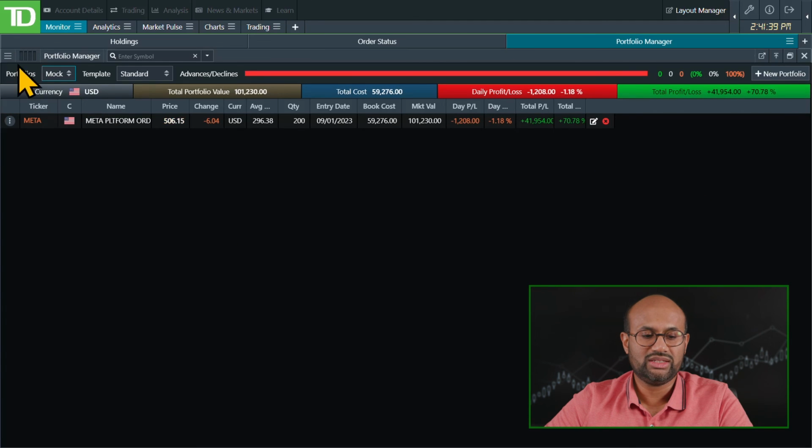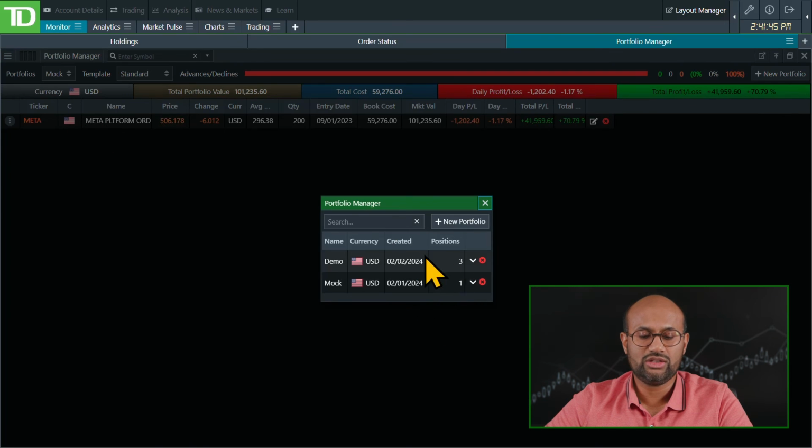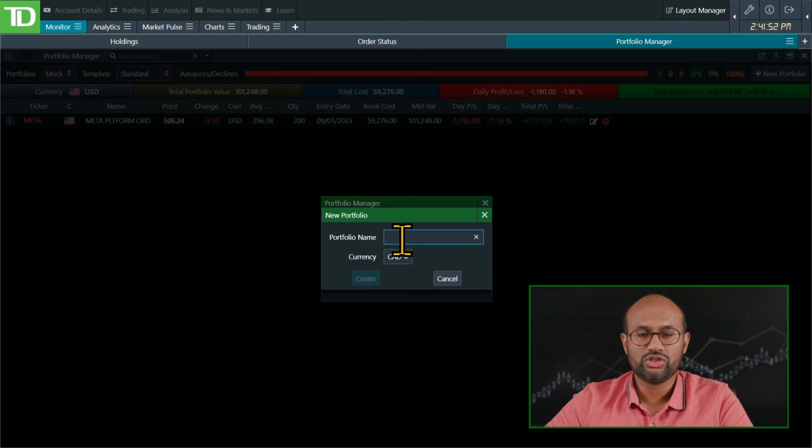So we can bring these up, and then we can go to our menu over here, and we can go to where it says portfolio manager, and you can see these are the ones that we have, but I can also create a new one right over here. Let's go ahead and click on new portfolio. We're going to just call this and choose which currency it's going to be, and we're just going to call this alpha portfolio.